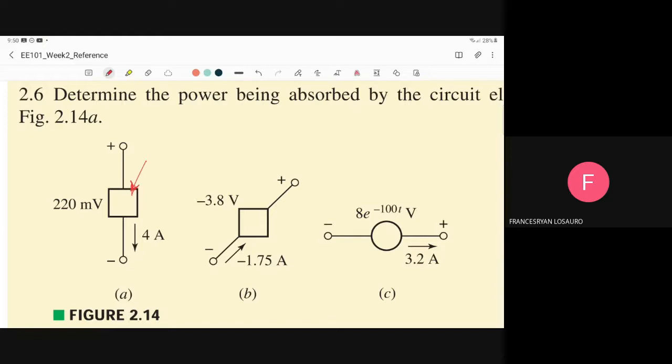So sa A, pilay power nga na-absorb? Class, pilay power nga na-absorb sa A? 880. 220 times 4. Diba? Mora na siya. Pilay answer ni? 880. Yes, sir. 880 milliwatts. Okay. Muna siya ang power nga i-absorb. Okay? So sa B, absorbed by the circuit, pila man?